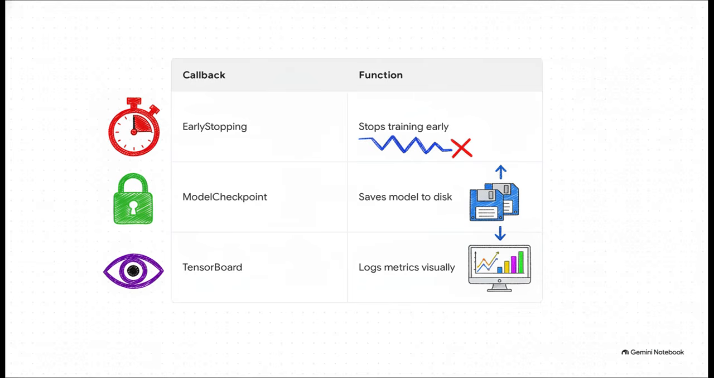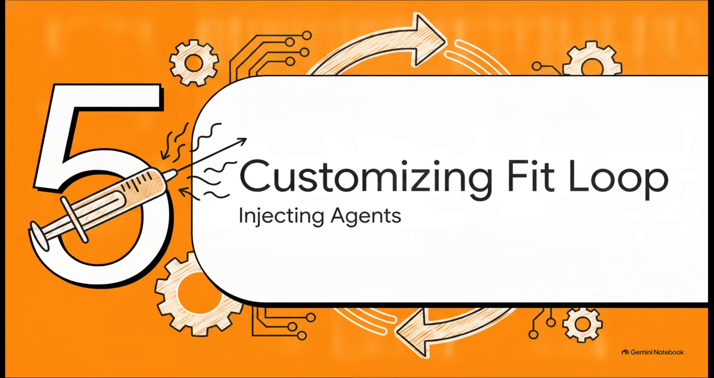Then there's ModelCheckpoint. That's your safety net. It periodically saves your model's progress straight to disk, so you never lose hours of training to some random system crash. And TensorBoard? That writes out logs after every single batch, giving you a beautiful visual window into those internal model statistics. Let's dive a bit deeper in Section 5, Customizing the fit loop.